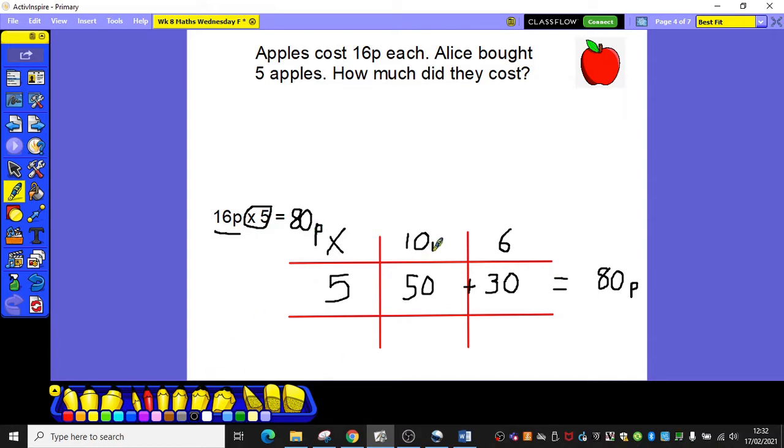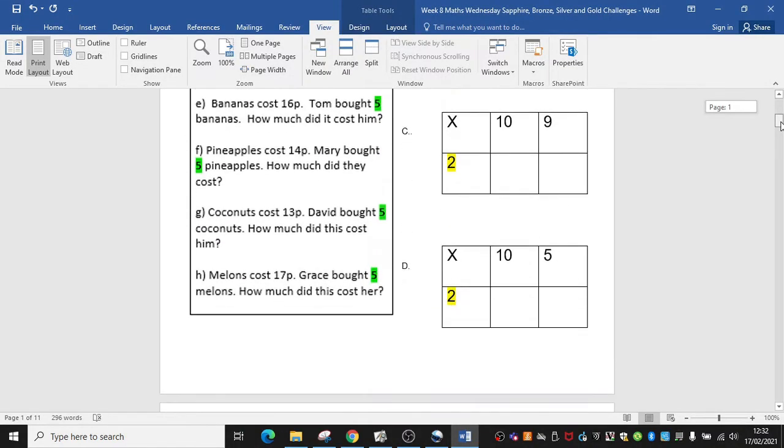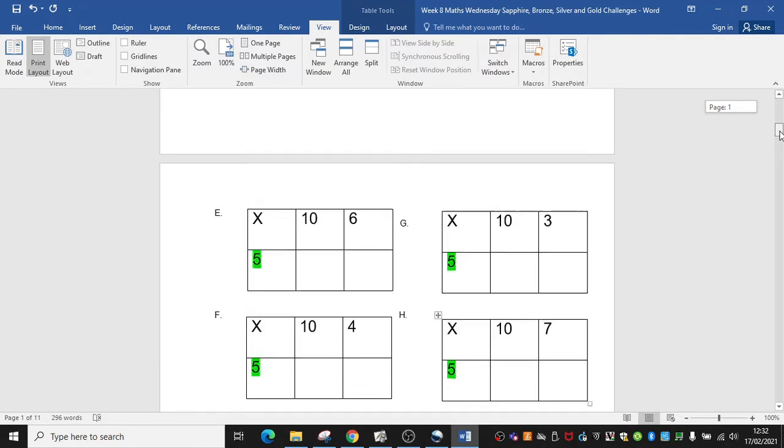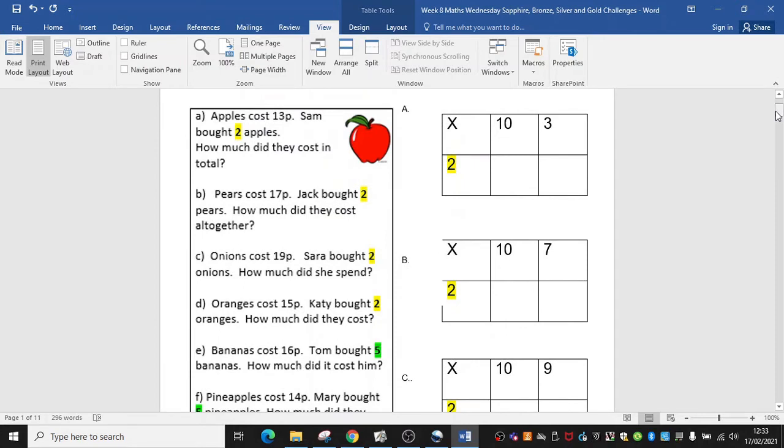If you're someone that finds it difficult to remember to write in pence, then it probably is a good idea to actually show your workings all in pence as well. I'd like the Sapphire group to now start their challenge, and you'll see Sapphire group that you've got the grids written on here to help you. When you multiply by 5, I've highlighted it in green to help you. When you're multiplying by 2, I've highlighted it in yellow to help you.